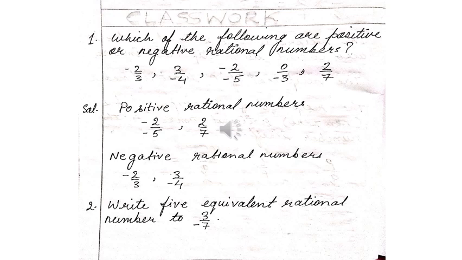Now negative: minus 2 upon 3 and 3 upon minus 4, they both are negative rational numbers. Now what will happen with 0 upon minus 3? It is neither a positive nor a negative rational number, because 0 upon minus 3 will give you 0 only, and 0 is neither positive nor negative. Clear?